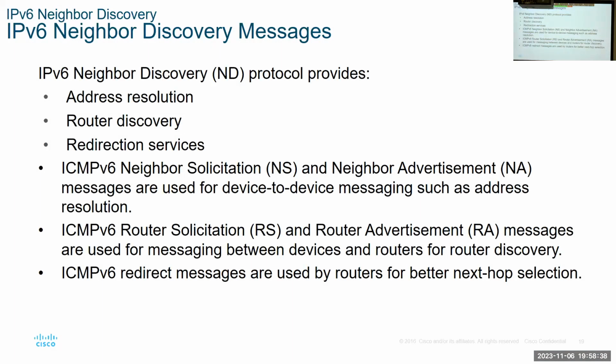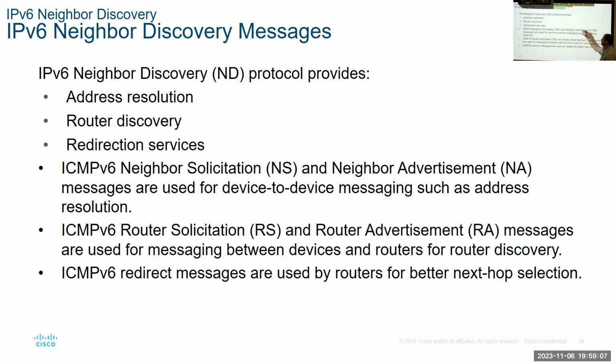Okay, IPv6 neighbor discovery, same function. It just uses a slightly different mechanism. Neighbor discovery is used to take an IPv6 address and get the MAC address of that device. And it's ICMPv6 multicast. No such thing as broadcasts.